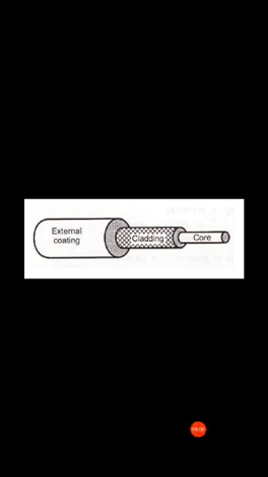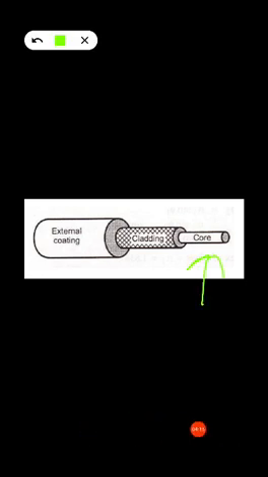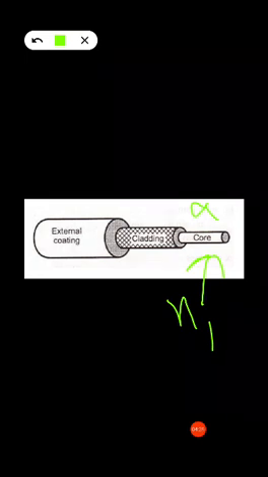Just now we have discussed that it has three parts: core, cladding and buffer coating, or external coating. Here the core is the innermost section, and it is made of glass or plastic. It has a radius of small a, and its refractive index is N1. It is the actual fiber in optical fiber and the main important part.